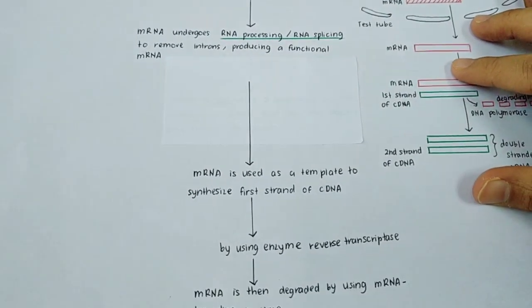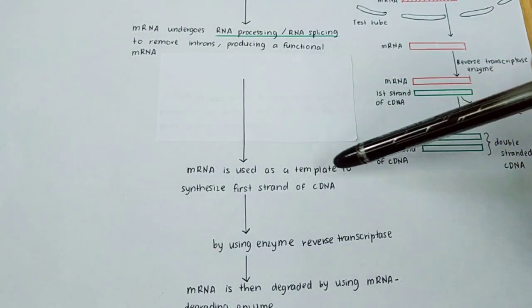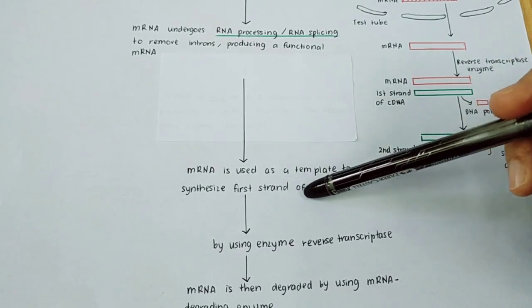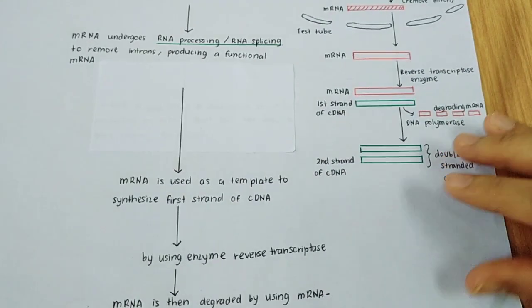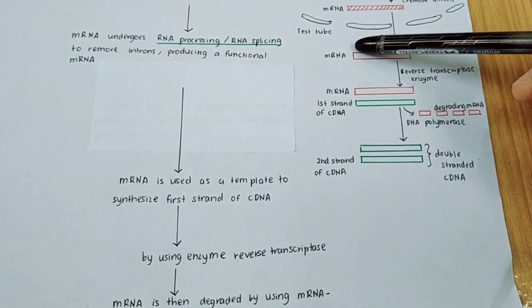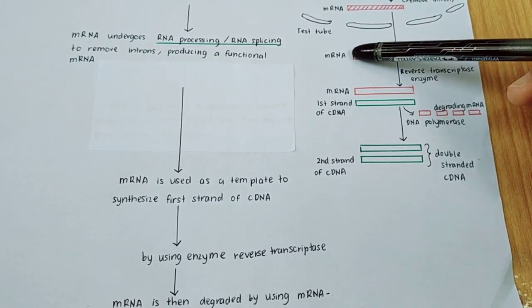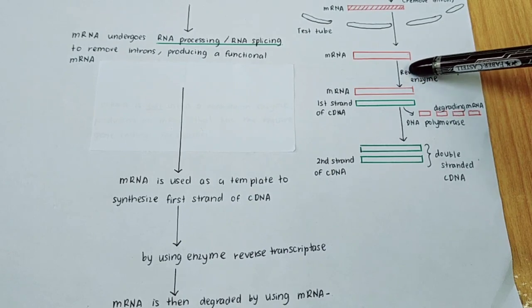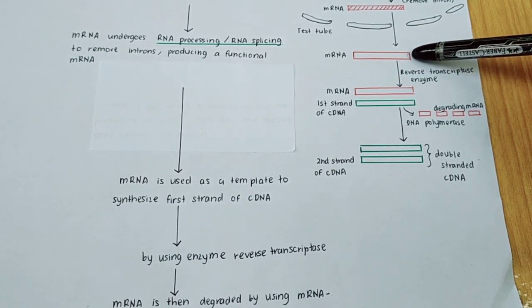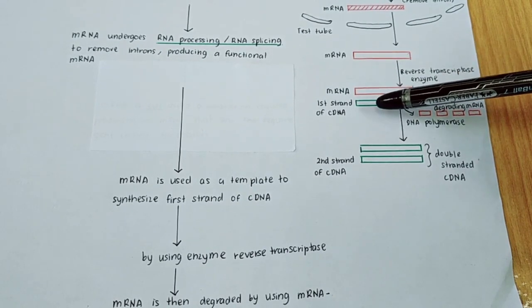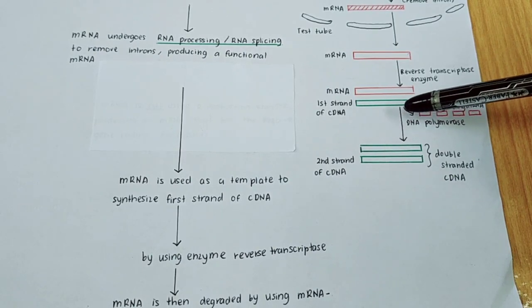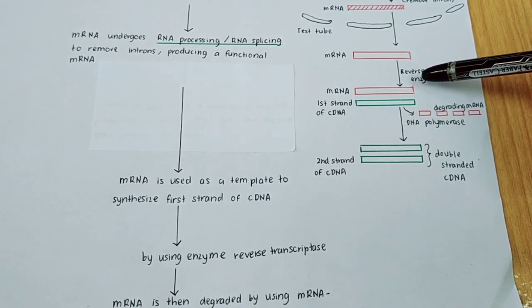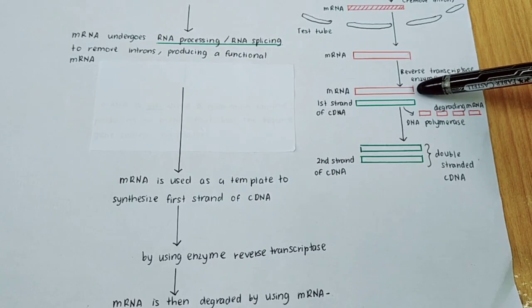Okay, so next, mRNA is used as a template to synthesize first strand of cDNA. So let's say, kalau kita tengok dekat sini, this is the mRNA that contains only exon. This mRNA will be used as a template to synthesize cDNA. So how is the first strand of cDNA synthesized? By using enzyme reverse transcriptase.